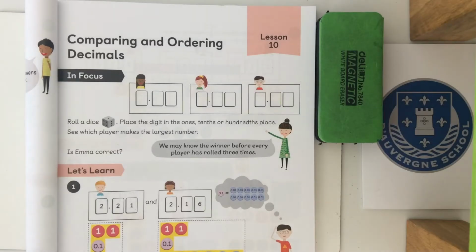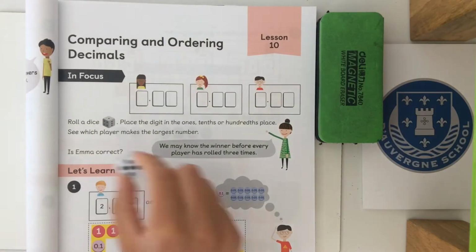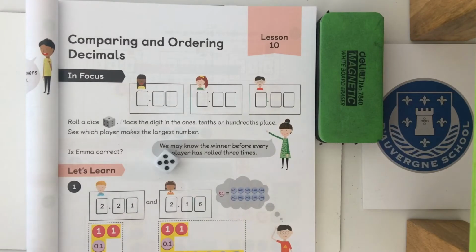Hi David, so we're on lesson 10 now, still comparing and ordering decimals. We are going to play the same game as we did yesterday, it's just a tiny bit different, okay? So you need your piece of paper again, you need your pen or your pencil, and you need a dice or a random digit generator from Google or on an iPad or a phone. Okay, so make sure you've got those things.